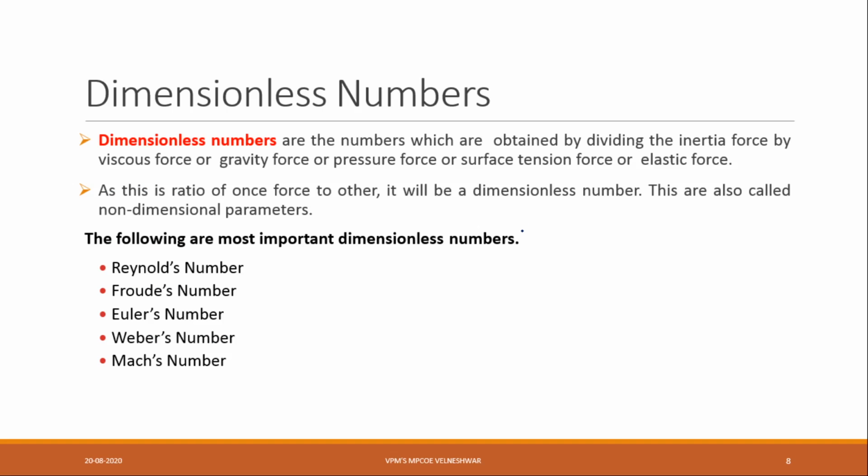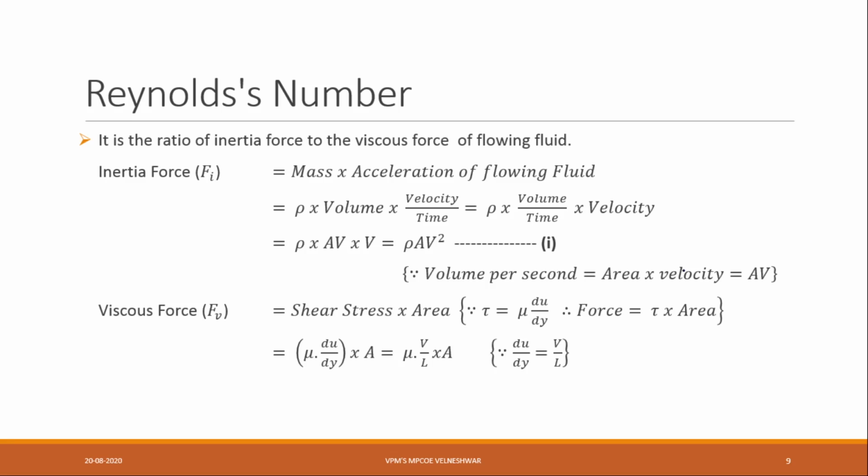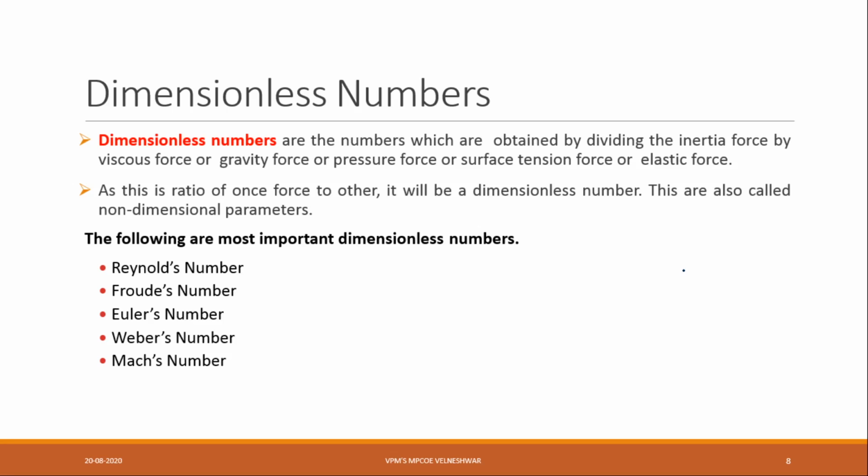Whether it is inertia force, viscous force, gravity force, pressure force or surface tension, whatever the force is, the ratio will be dimensionless. As a ratio of one force to another, it will be a dimensionless number. These are called non-dimensional parameters. Now the following are the most important dimensionless numbers: Reynolds number, Froude's number, Euler's number, Weber's number, Mach number. We have to see these now.